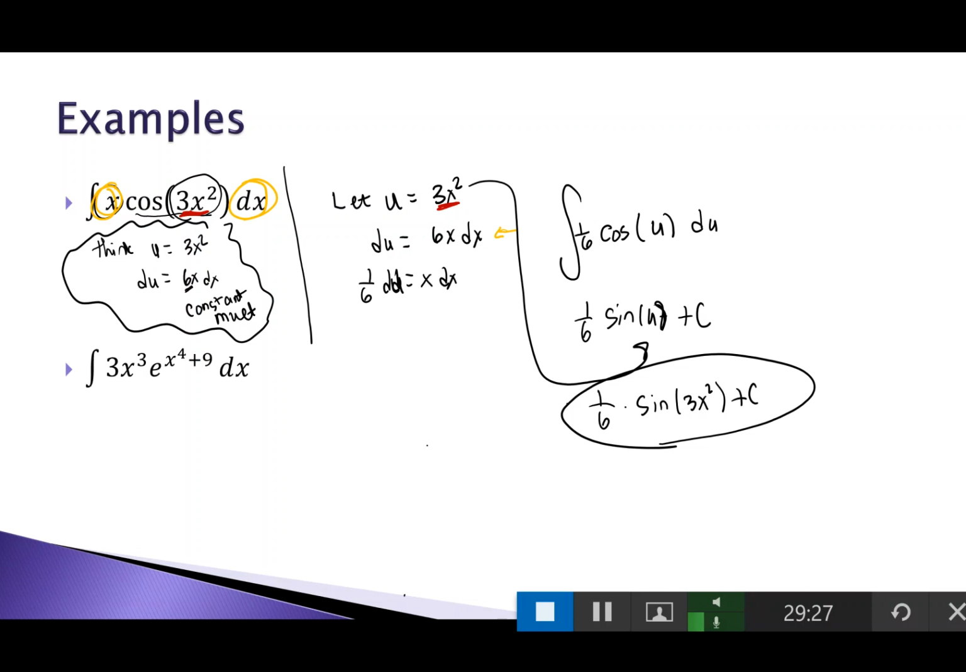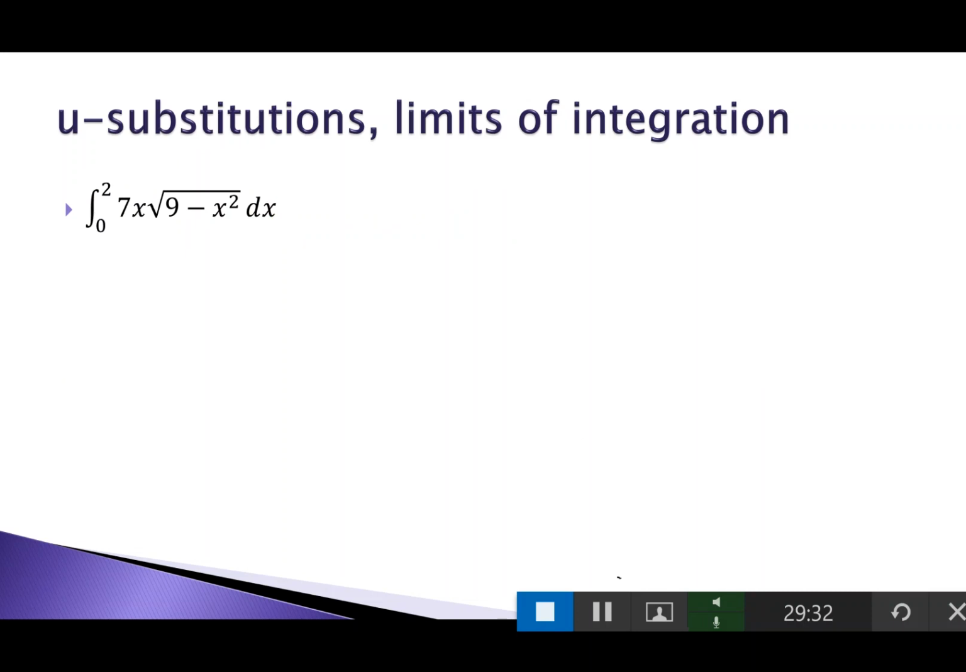I want to show you also what you can do with limits of integration. So we are going to do one more example. Okay. When I have a definite integral, it's going to be very important to keep track of whether you are working with u's or whether you are working with x's. All right. You cannot plug an x value into a u. The way this stands, these are x values.